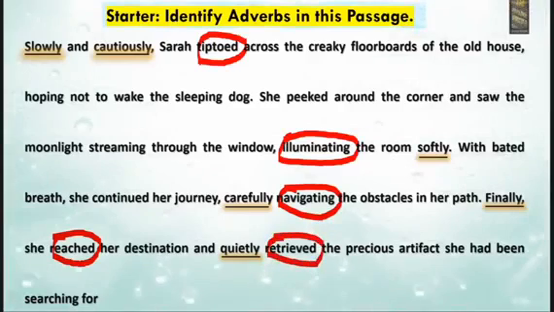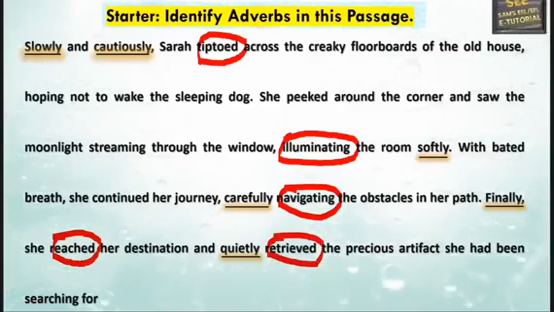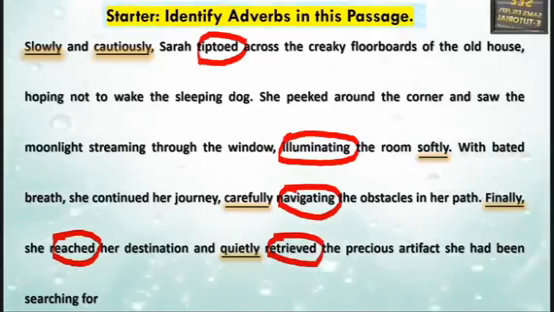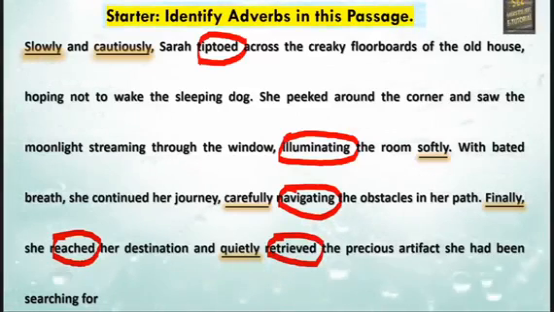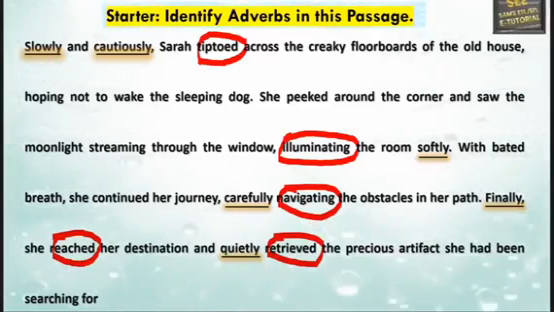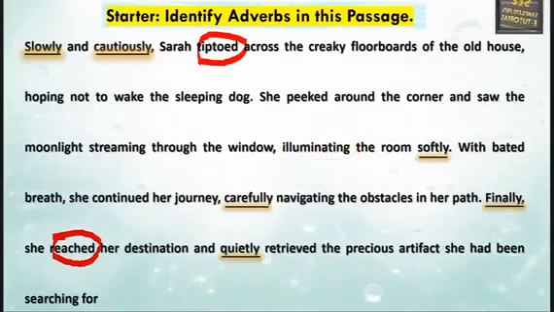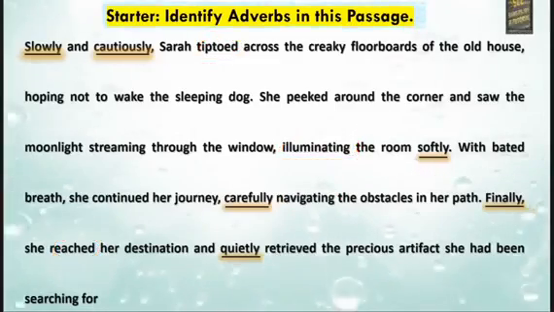So this is it. You can on your own identify adverbs in any passage of your choice. This is one way to enrich our knowledge of parts of speech in the English language. Now let's quickly take a look at the next points that we have in the course of this lesson.